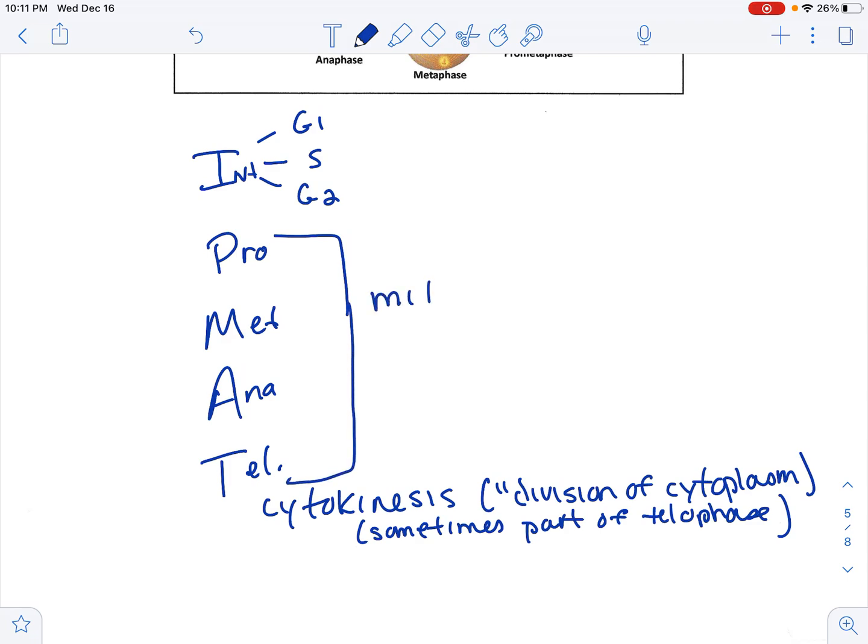Prophase, metaphase, anaphase, and telophase. This is technically mitosis. So what we call mitosis proper. And remember, mitosis means division of the nucleus. So this is like the DNA condensing and lining up and dividing.